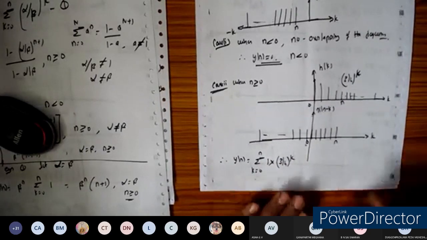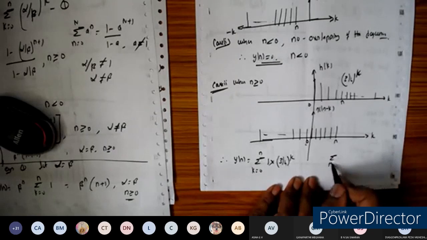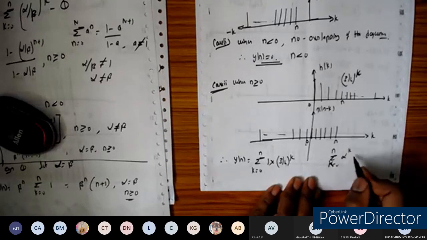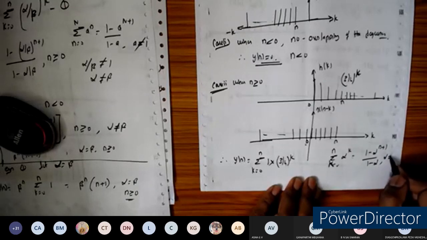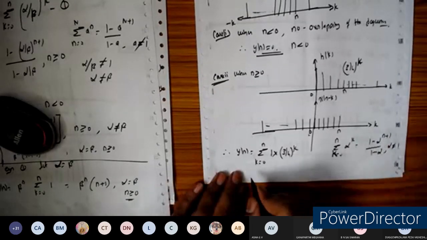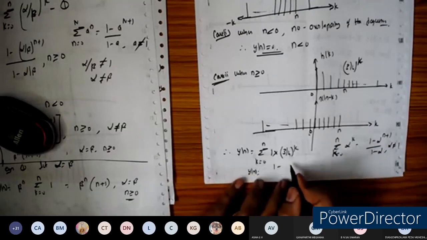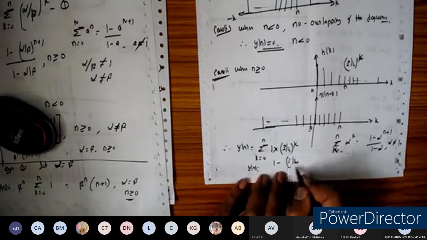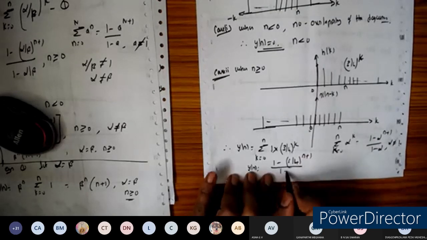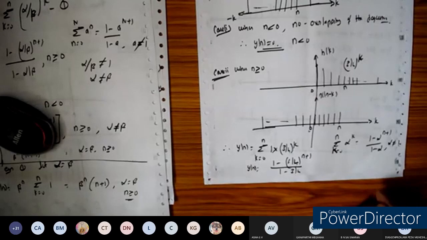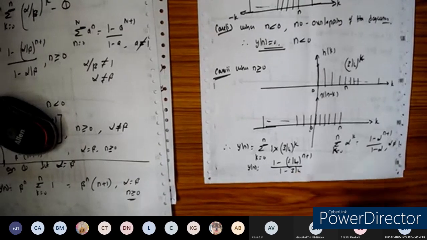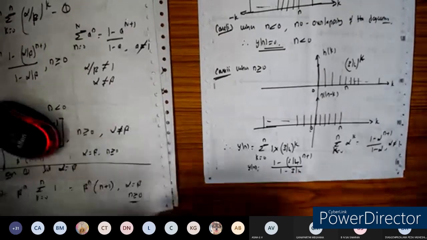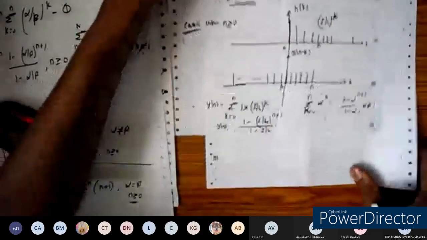Okay, done, right? We have the sum of finite terms formula: summation k equal to 0 to n of alpha^k, which is nothing but (1 minus alpha^(n+1)) divided by (1 minus alpha), provided alpha is not equal to 1. So as per this, we get y[n] equal to (1 minus (3/4)^(n+1)) divided by (1 minus 3/4). Obviously 3/4 is not equal to 1. Done, right? Any doubts in this one?